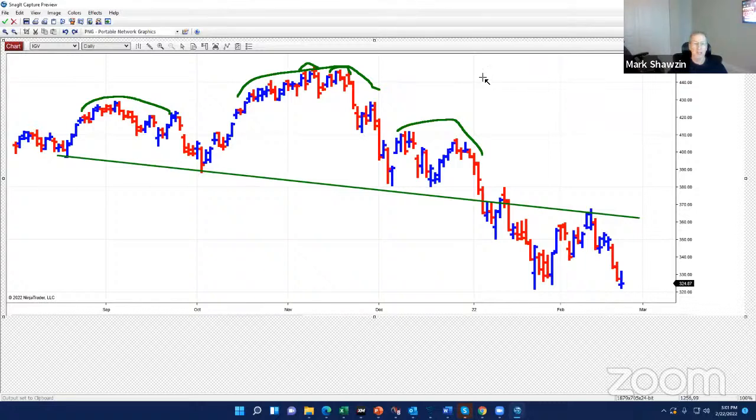These are individual price bars right here, where this is what I call a key reversal. And what I mean by key reversal is what I try and observe. And this is a daily chart, right? This is a daily chart, which means that each one of these price bars represents one 24-hour session.